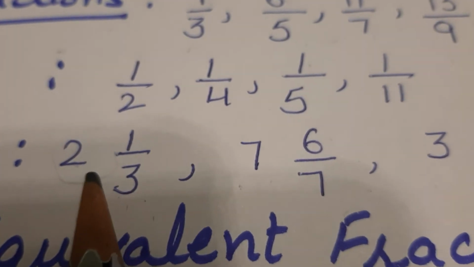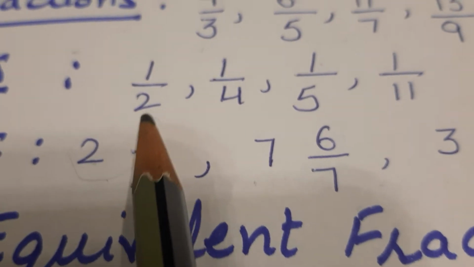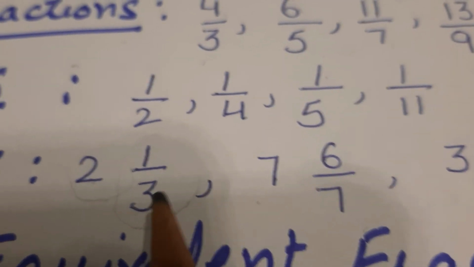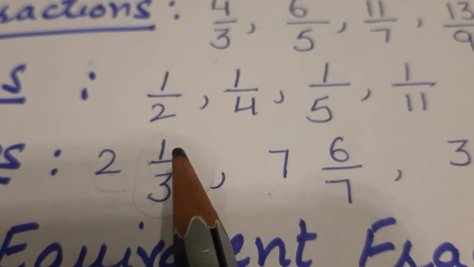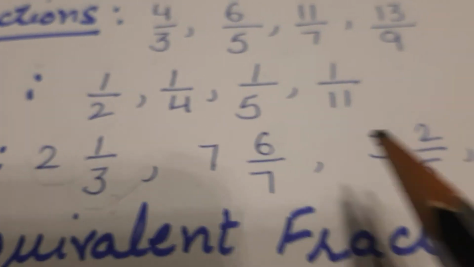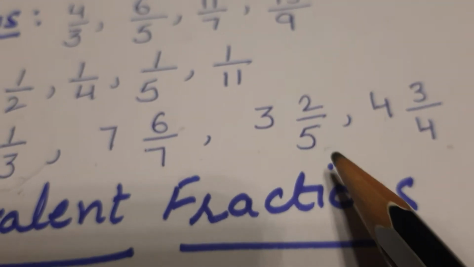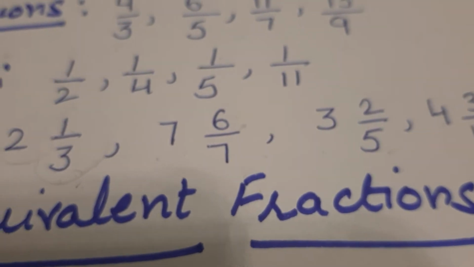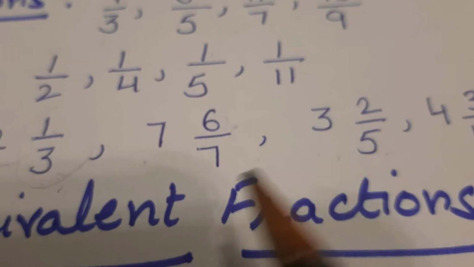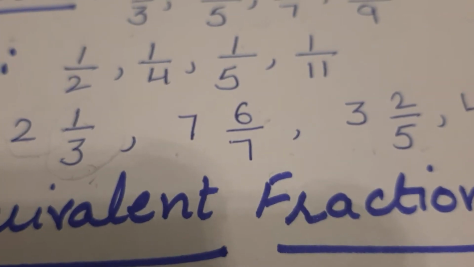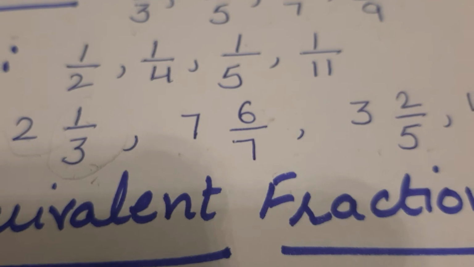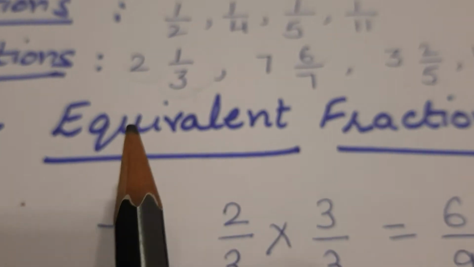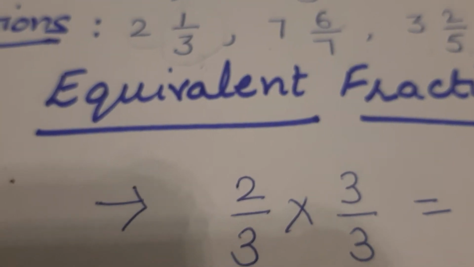And you always remember, in a mixed fraction the fraction part is always proper. Proper fraction means the numerator is always smaller than the denominator. So in a mixed fraction with whole numbers, there are proper fractions only. Improper fractions are not possible. Clear to all?